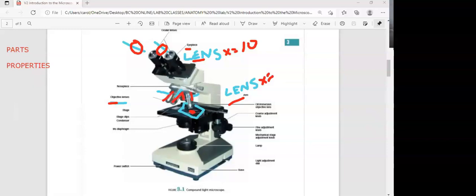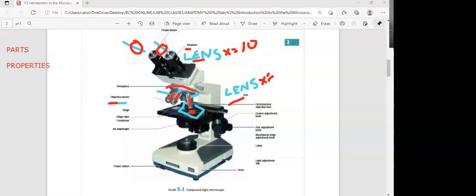This part right here rotates. That's why it is called the rotating nose piece. Why can you rotate this? Because that's going to allow you to change the lenses, right? So you can change this one to this one, or this one to this one, by moving the rotating nose piece, which is this part right here.